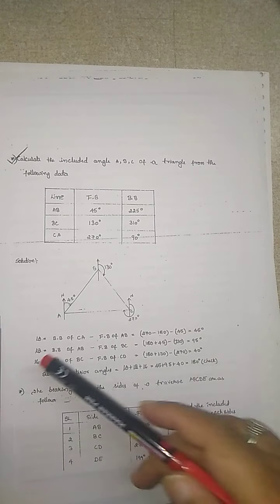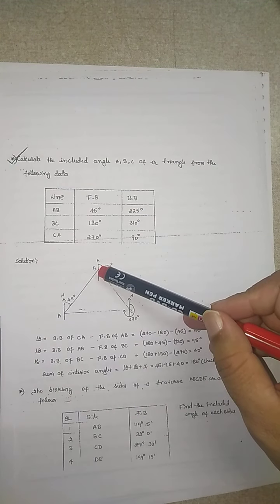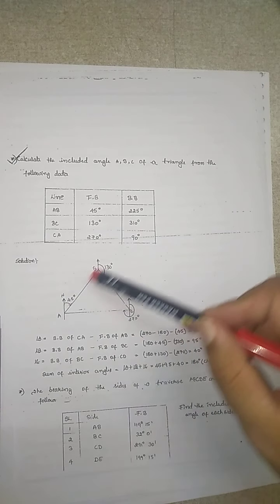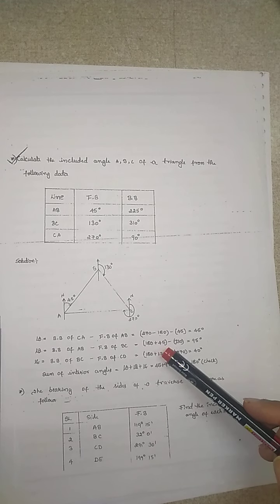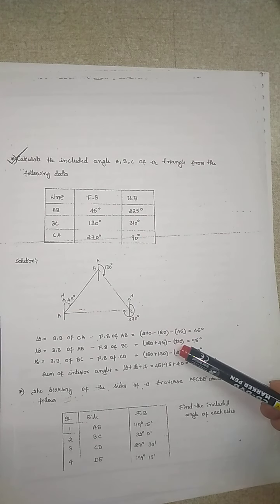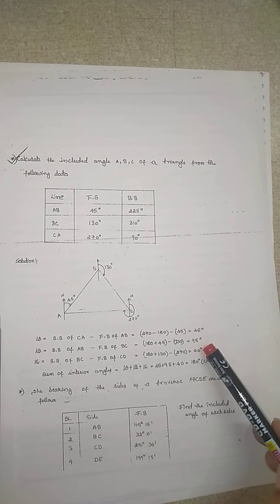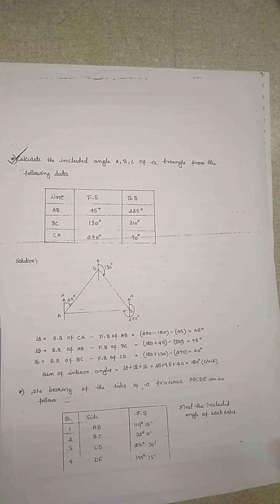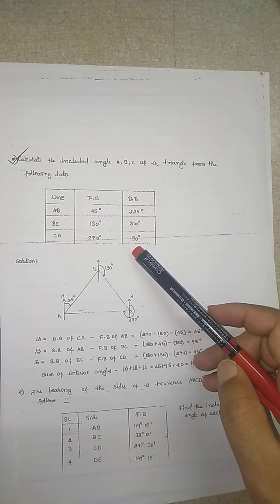The included angle A is 45. Then the included angle B, how will you get it? The back bearing of the line BA minus the forebearing of the line BC. The back bearing of the line AB is 225 minus the forebearing of the line BC, which is 130. So it is 95.